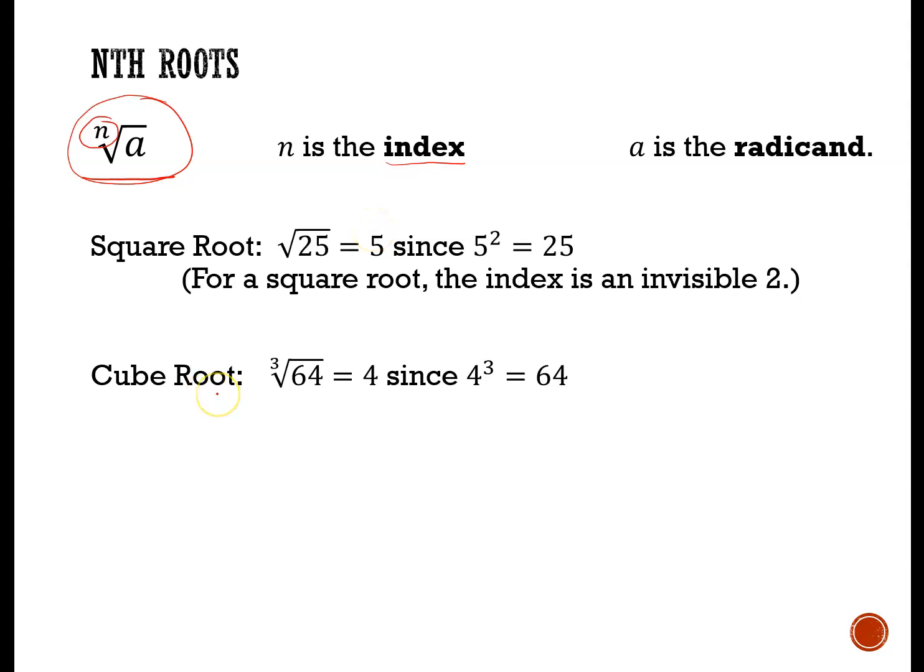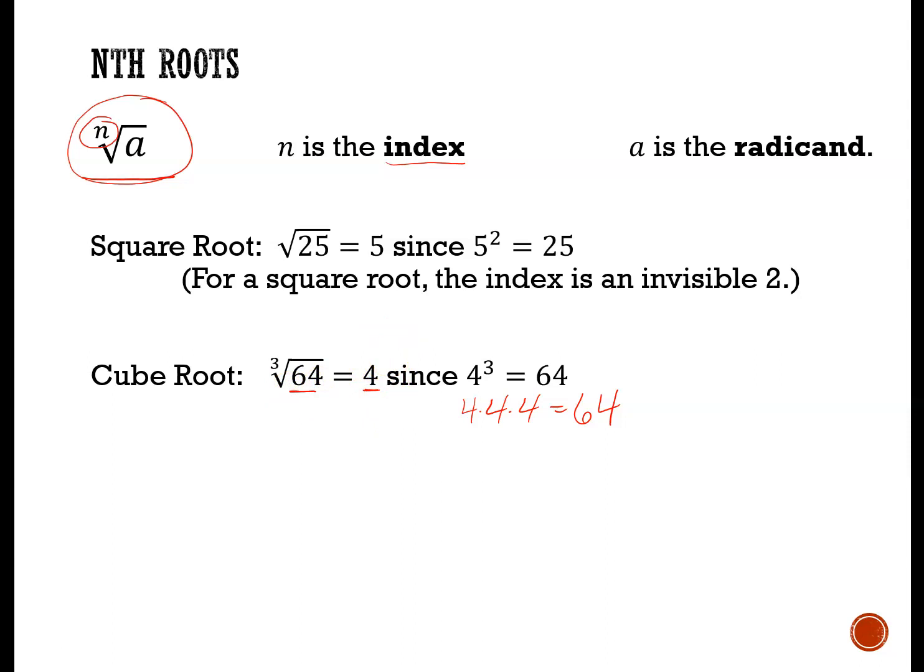Look at this cube root example. We know it's a cube root because the index is 3. The cube root of 64 is 4 because 4 cubed is 64. In other words, 4 times 4 times 4 equals 64. It takes 3 of them multiplied together to equal 64. Then the answer is just the 4. The answer is not 4 cubed, by the way. It's just 4. It's whatever number to the 3rd power equals 64.